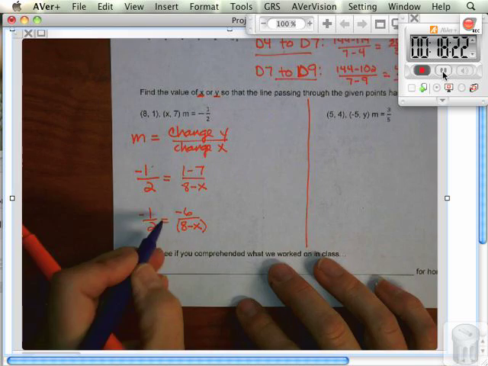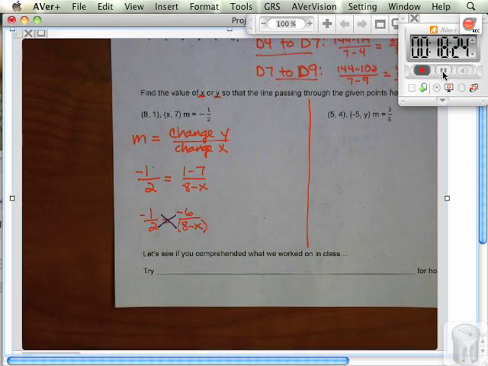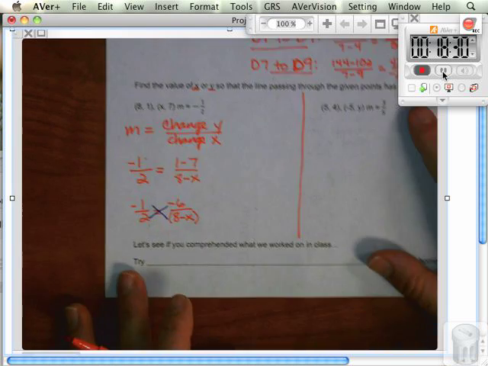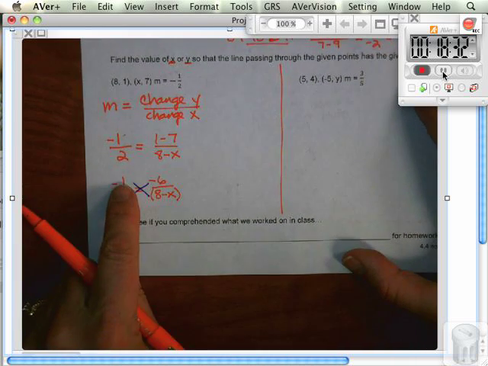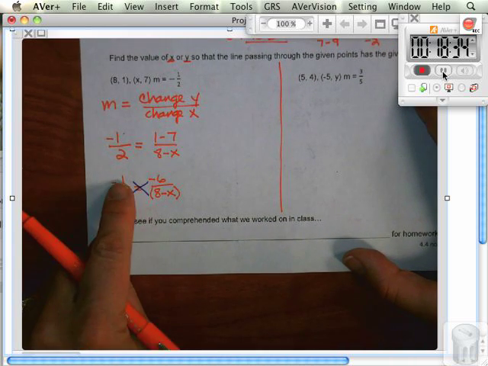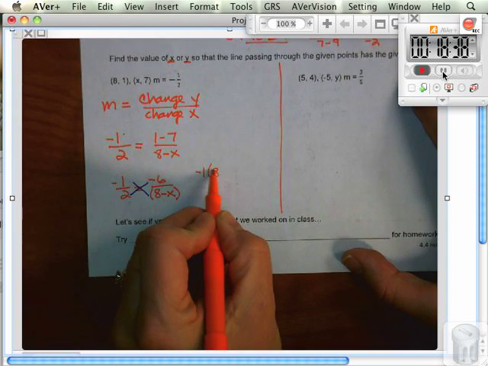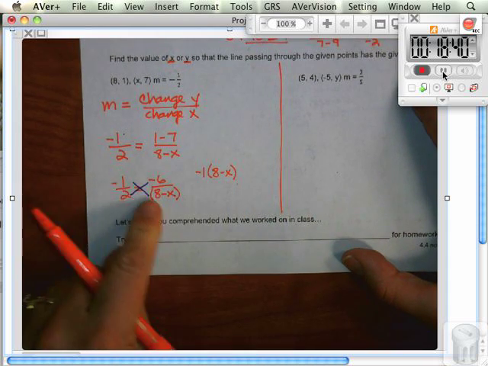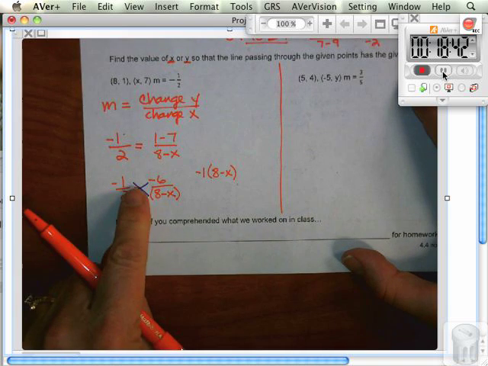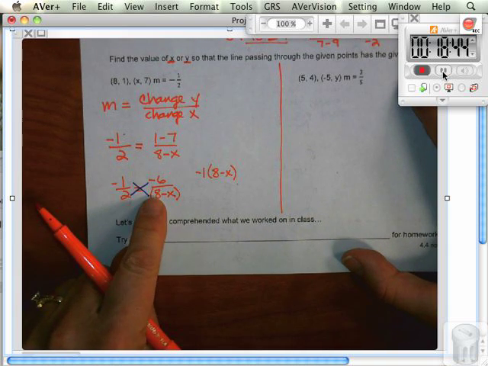I know, you got to really pay attention. Cross multiply. And you were just tested on that. So I'm going to write this right now as negative 1 times this thing. Negative 1 times 8 minus x. That's that cross multiply right there. Chillax, man.